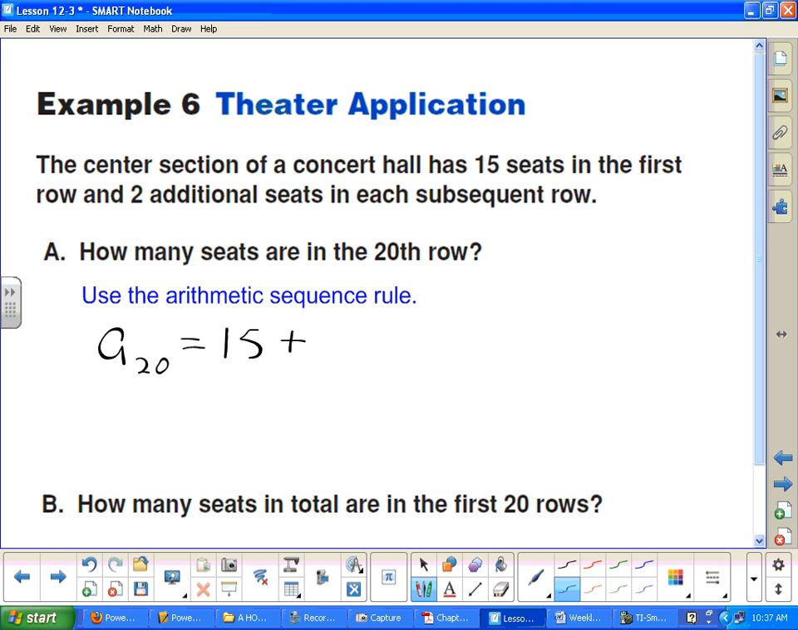So I have 15, 17, 19, 21, and so on. So this would be 15 plus 20 minus 1 times 2. All I'm using is that formula to find the nth term. So a sub 20 would be, let's see, 19 times 2 is 38, plus 15 is 53, right?